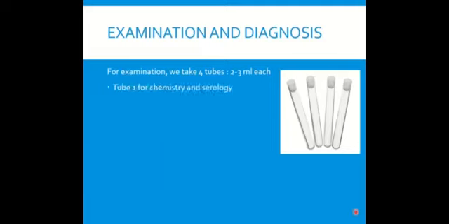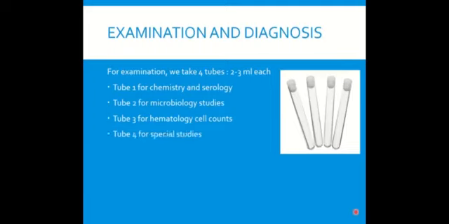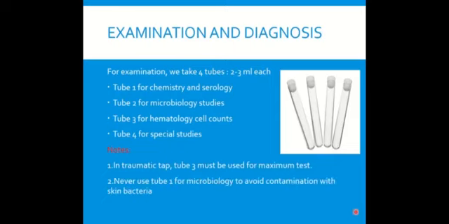Tube 1 for chemistry and serology, Tube 2 for microbiology studies, Tube 3 for hematology cell counts, Tube 4 for special studies. Notes: in traumatic tap, Tube 3 must be used for maximum test. Never use Tube 1 for microbiology to avoid contamination with skin bacteria.